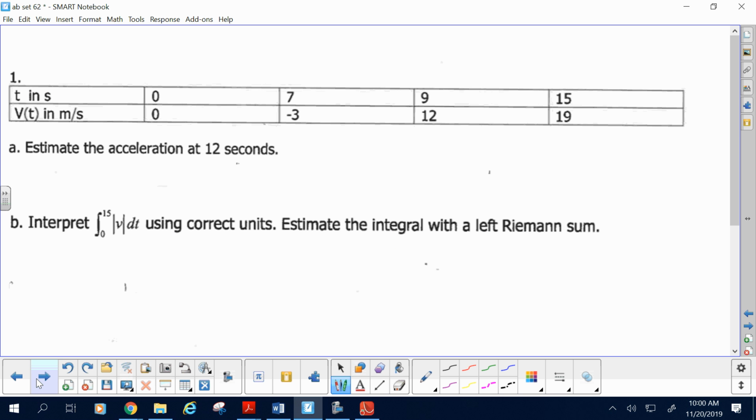Would you get your homework from yesterday? Yes. What? That's the nature of it.